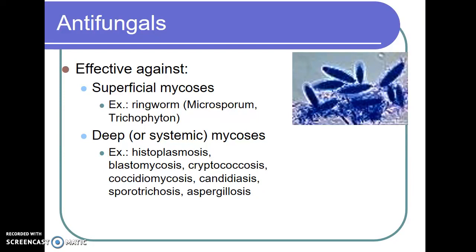And then we have deep or systemic mycoses, and these are ones that are typically more environmental. Animals will get them from the environment, from the soil, dust, that kind of thing. They get into the lungs and then they go throughout the body into different organs. And these are fungal infections such as histoplasmosis, blastomycosis, cryptococcosis, coccidiomycosis, candidiasis, sporotrichosis, and aspergillosis, which you guys have a case study about.